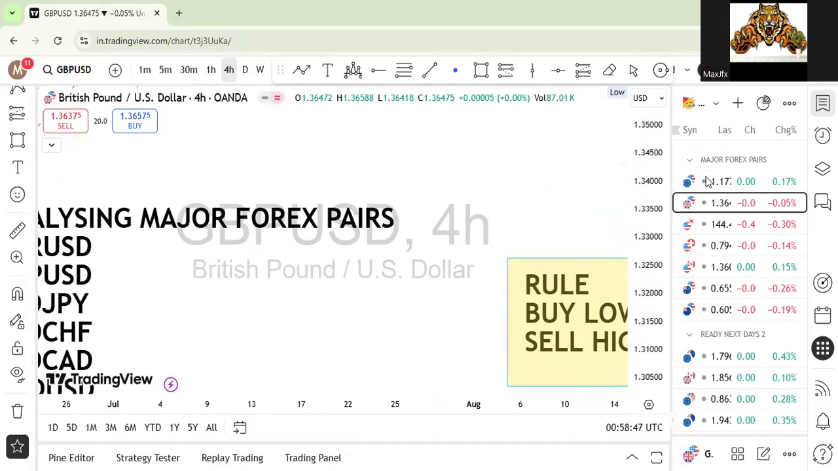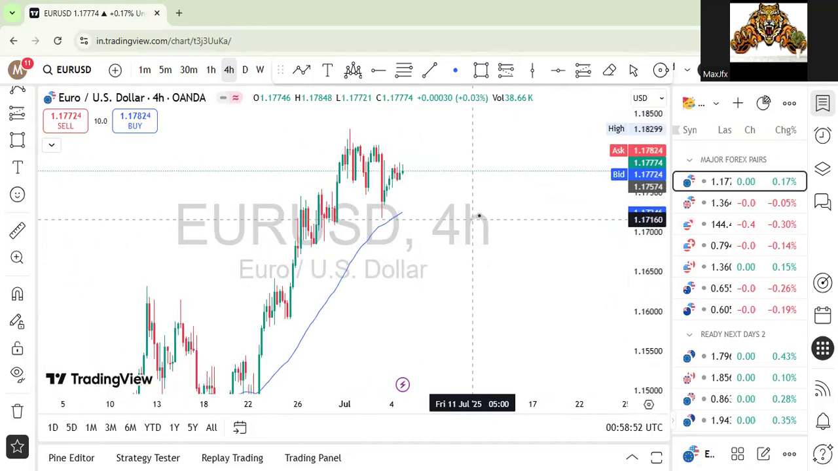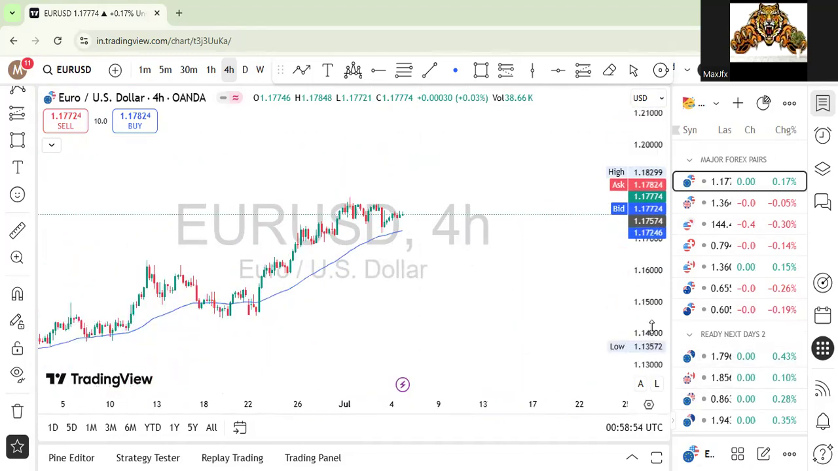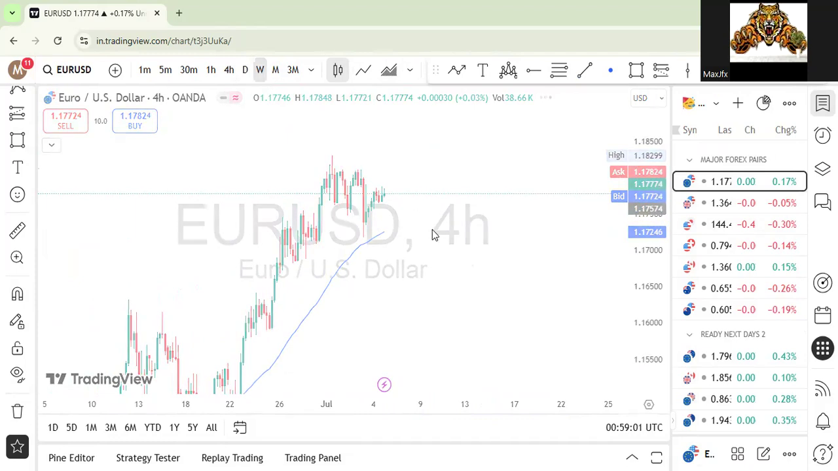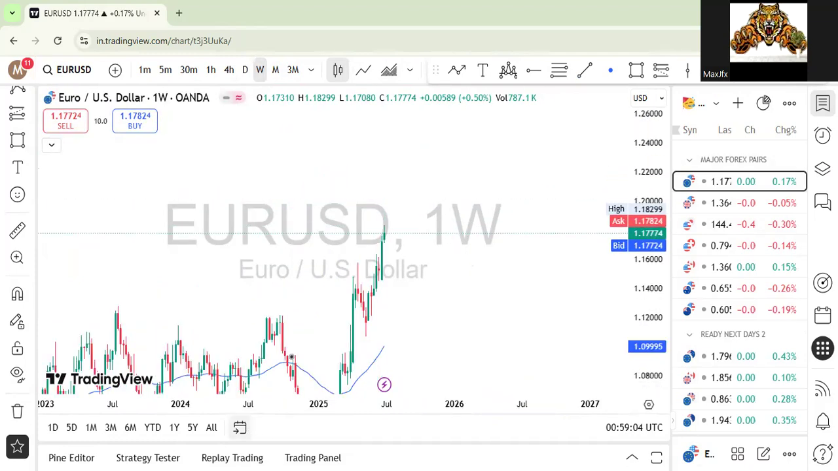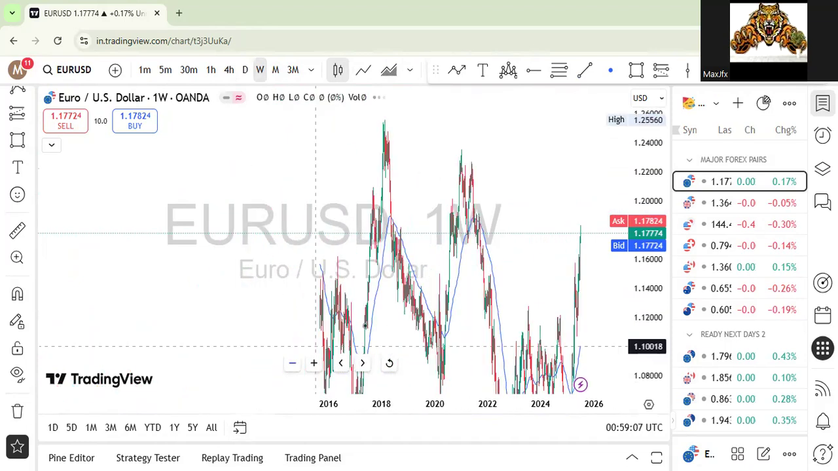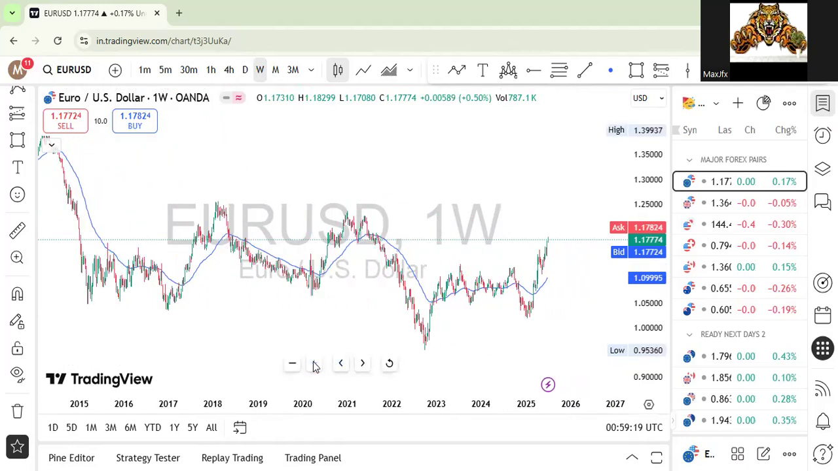So going to the first pair, Euro USD. If you want to analyze Euro USD, come to the weekly to see the trend at the weekly. So this is not the all-time high. It means there may be some support and resistance around this zone right here.